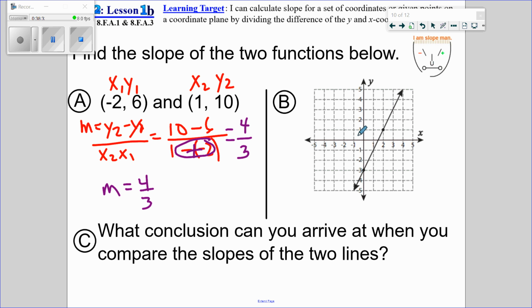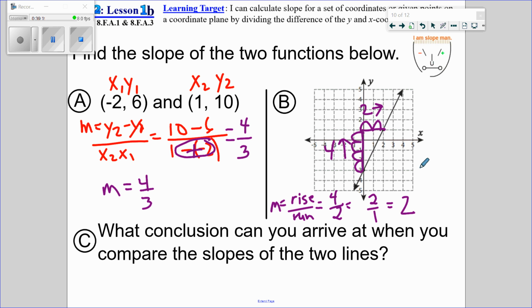Now, let's see B. Let's do rise over run. We have a graph. Okay, so I go to my first point, and I want to meet up to my second point. Let's see. 1, 2, 3, 4. This is 4. And so we went 4 up. And my run is 2 to the right. So 4 over 2 gives me a slope of 2 over 1, or just 2.